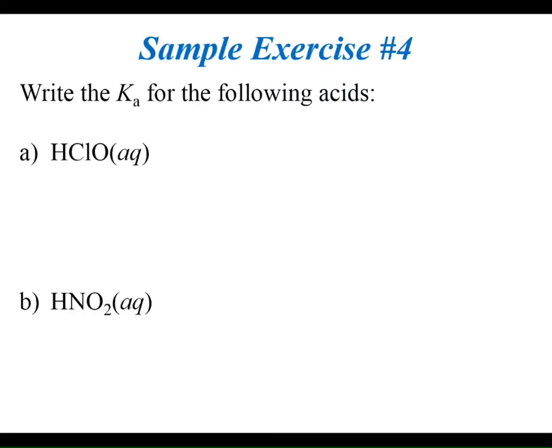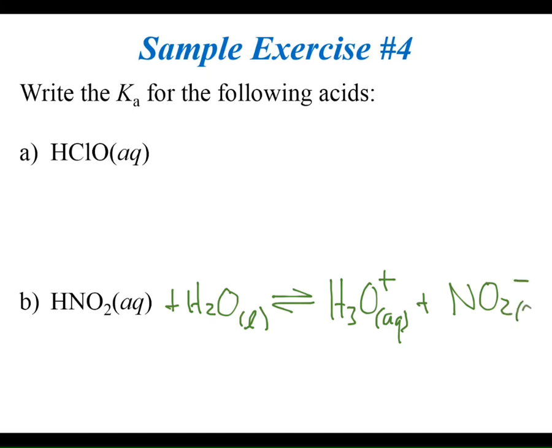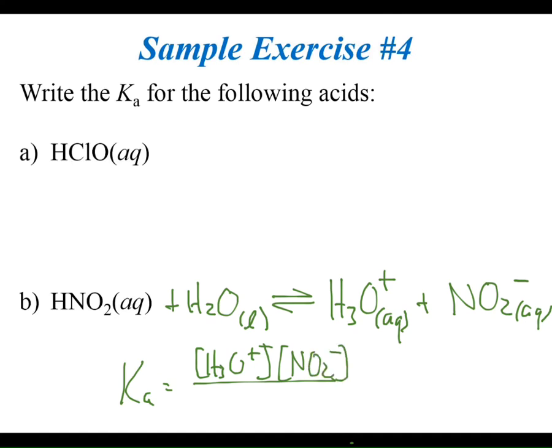So your reaction looks something like, okay, put this into water. Equilibrium arrows. That means I make H3O plus, which we call hydronium, and NO2 negative, nitrite. Good. So yes, Ka is products over reactants. So concentration of hydronium times concentration of nitrite over concentration of nitrous acid. Great.